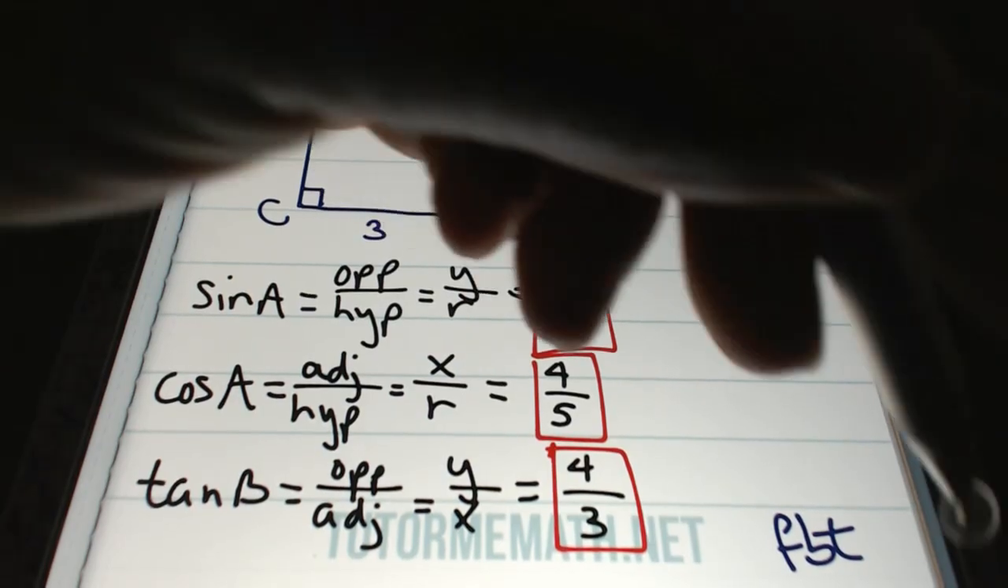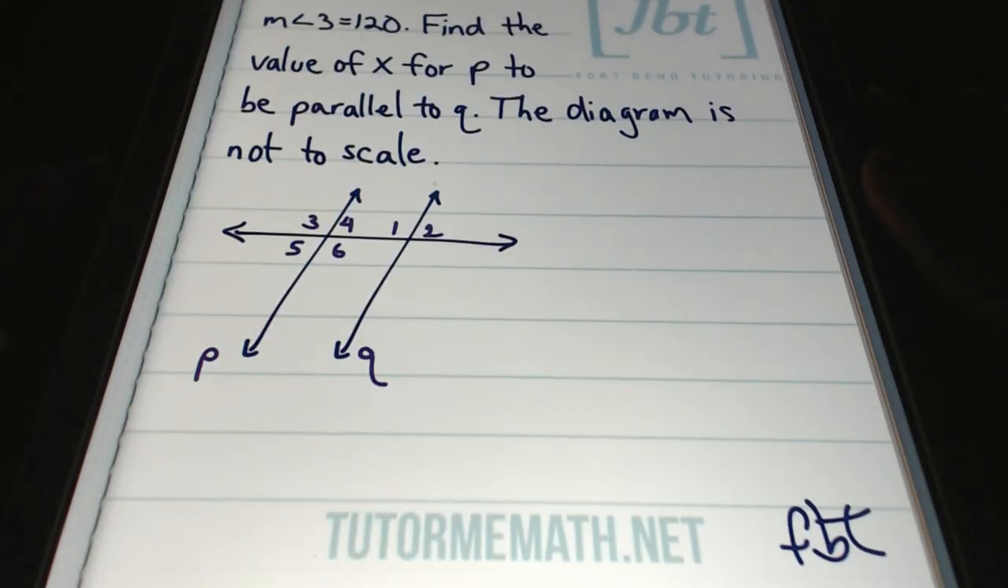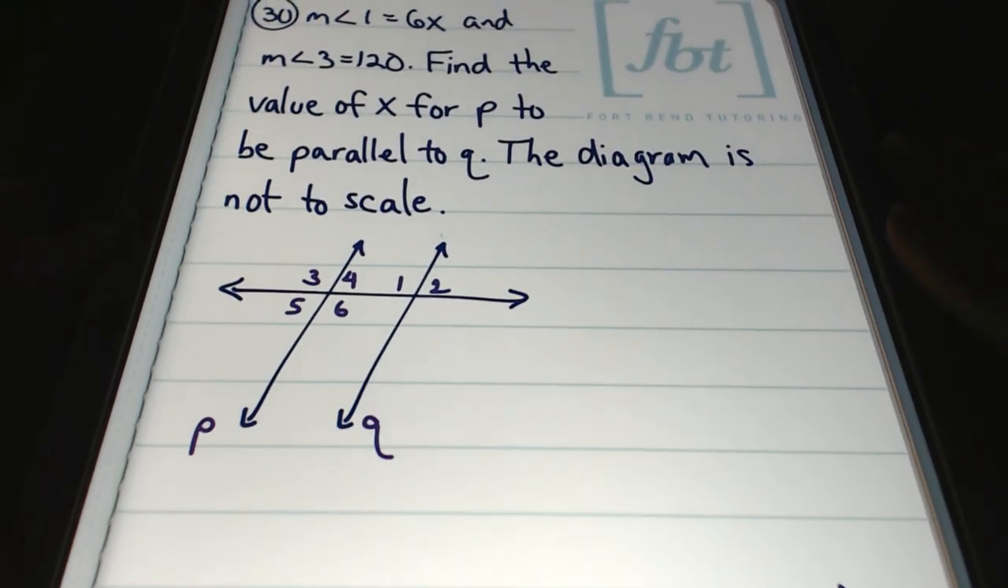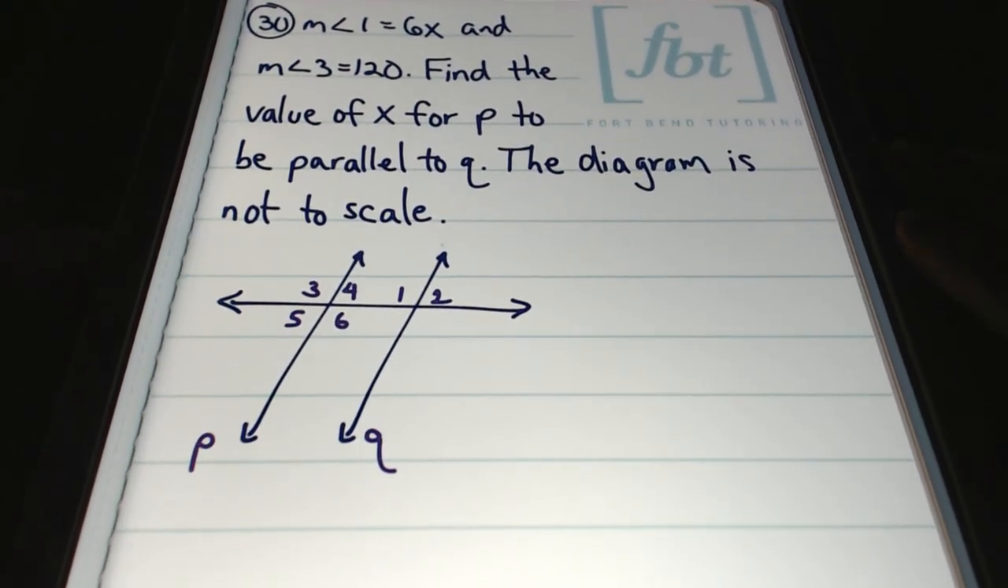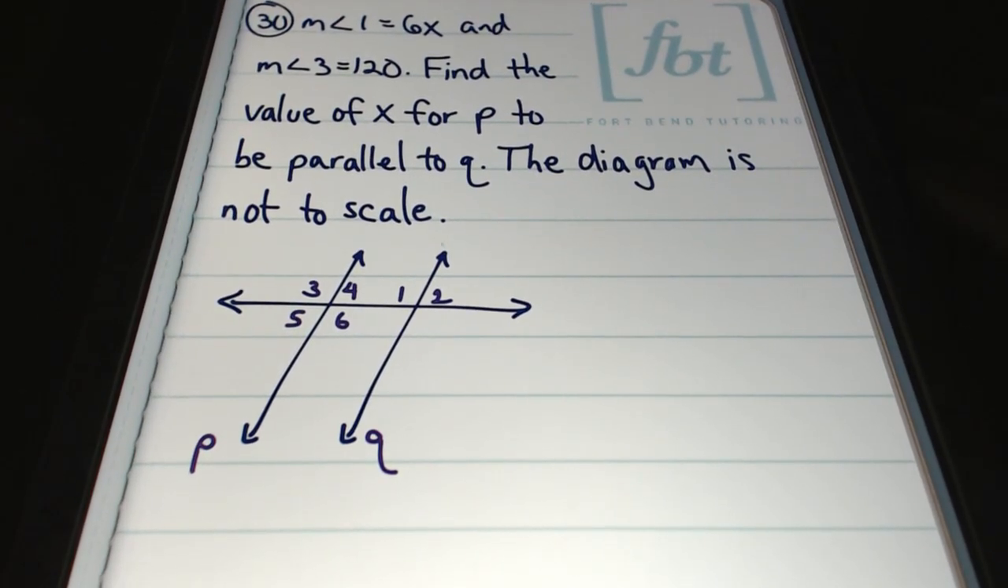That's problem number 29, and we are moving on, son. That is what's up. We're moving on to problem number 30. Yeah, that's what we're doing. We're on number 30 now.